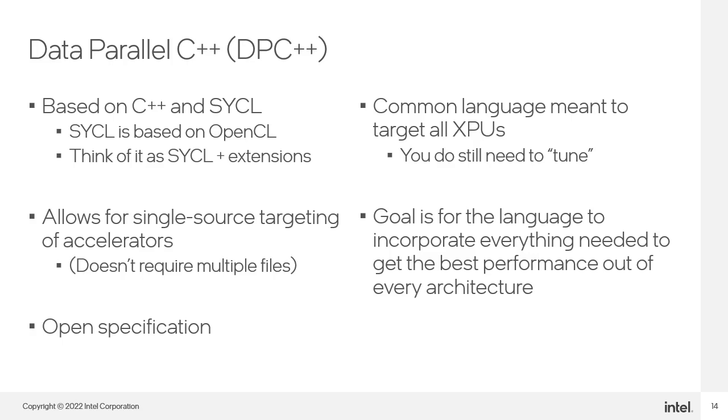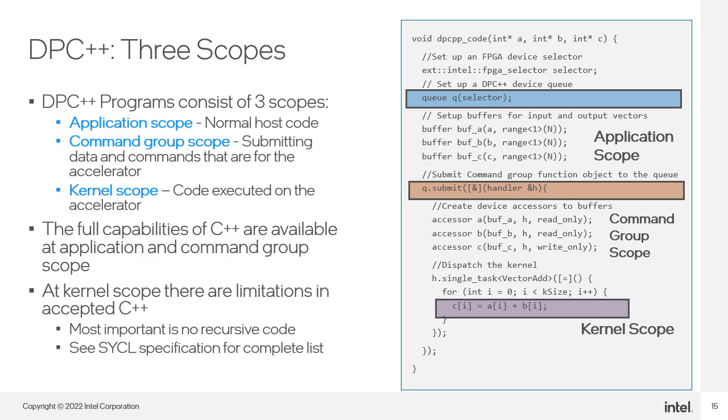DPC++ is an industry standard with open specification. With DPC++, you have a common language that targets all XPUs, albeit some tuning is required depending on the architecture you are targeting. Driving the goal of oneAPI, DPC++ provides the language that incorporates everything needed to get the best performance out of every architecture. DPC++ has three scopes, with which the compiler identifies what operation is being handed off to what device. As the developer of the program, it is important to be aware of these scopes so as to ensure you are getting the right functionality.